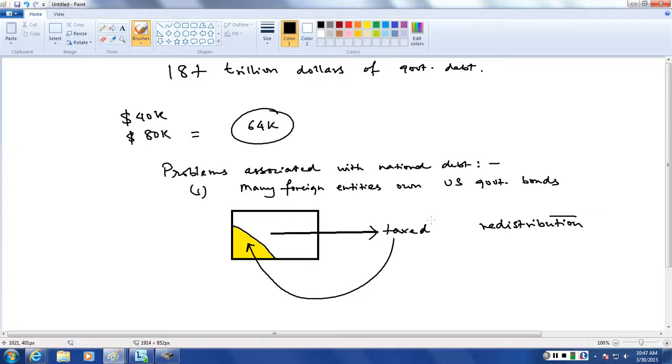Because in our situation, the government has to pay some money not just to the Americans who own government bonds, but some of this money has to go to countries like China. And that will be money leaving the box. Correct? So that is something that may be worrisome then.